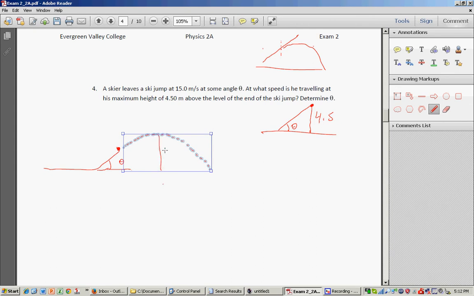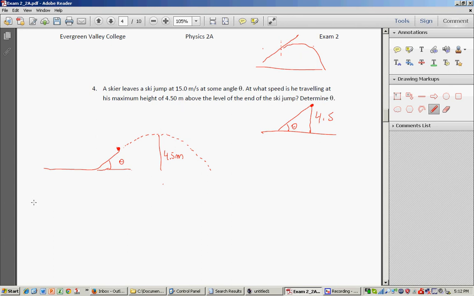So 4.5 is this maximum height right here, right there, right? But it's not the same as just pulling a continuation, a straight line in there. So you cannot make a right triangle with 4.5 as the height.